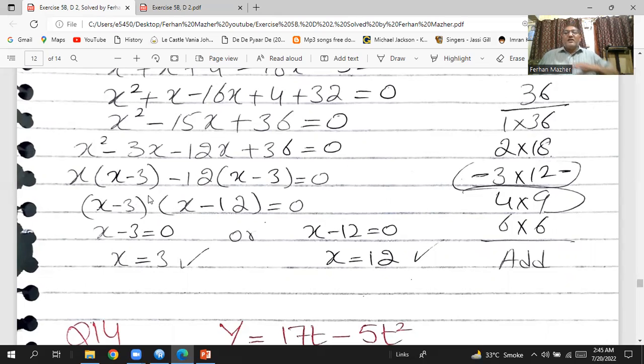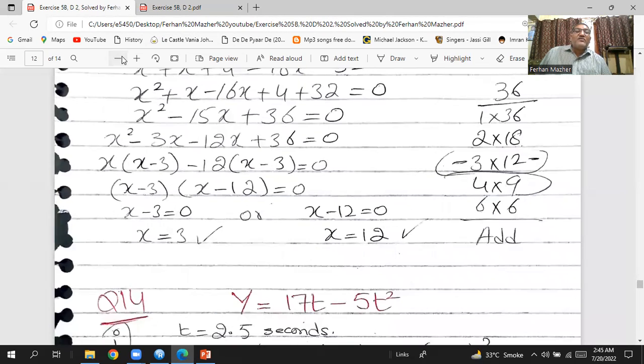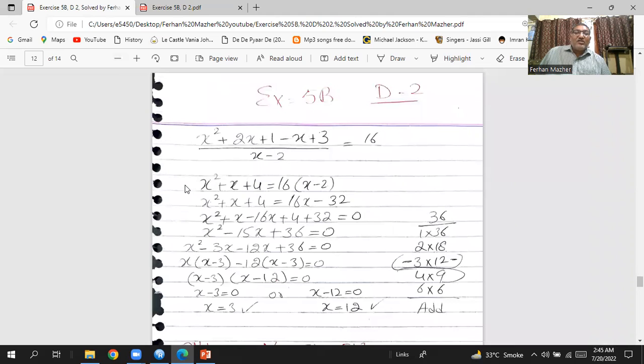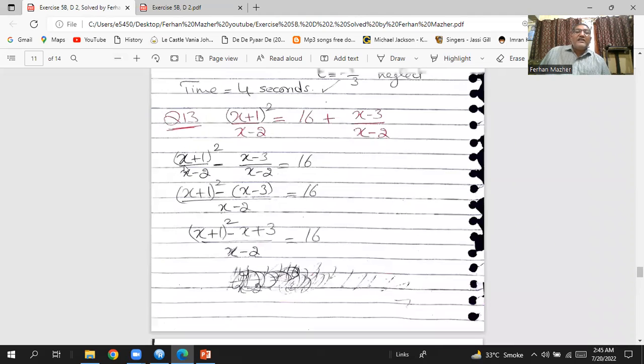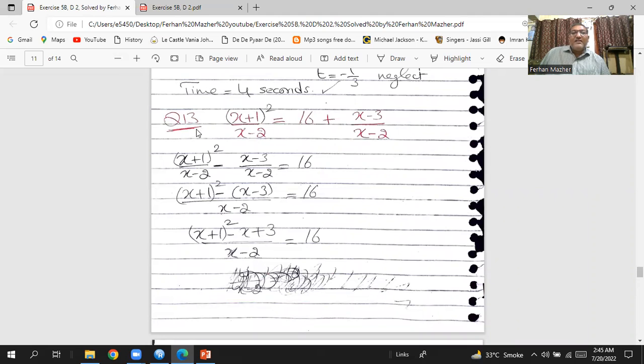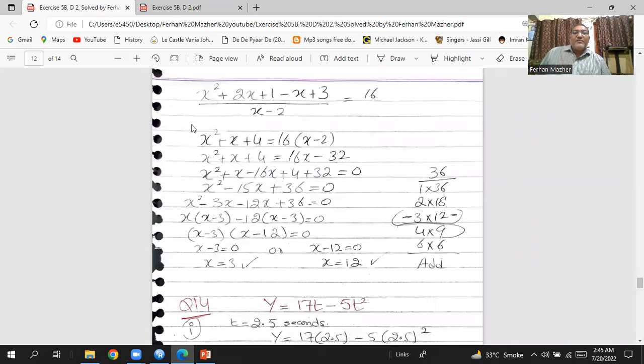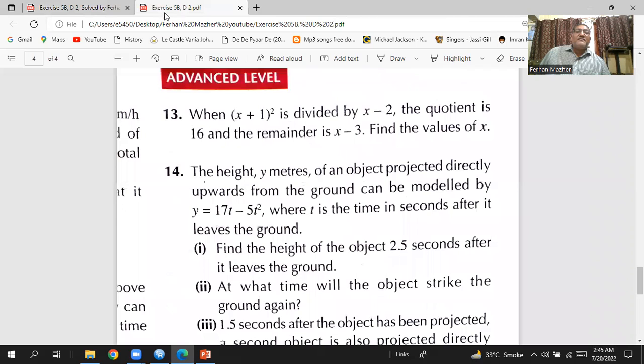These two brackets are multiplying with each other and their answer is 0. So it means that either this bracket is 0 or this bracket is 0. We will make x minus 3 equals 0, so x will be equal to 3. Then x minus 12 equals 0, so x will be equal to 12. So there are two values: one is 3 and the other x value is 12. This was the question which they asked. So that is question number 13. This is the first portion of question 13, and this is the second portion of that question.